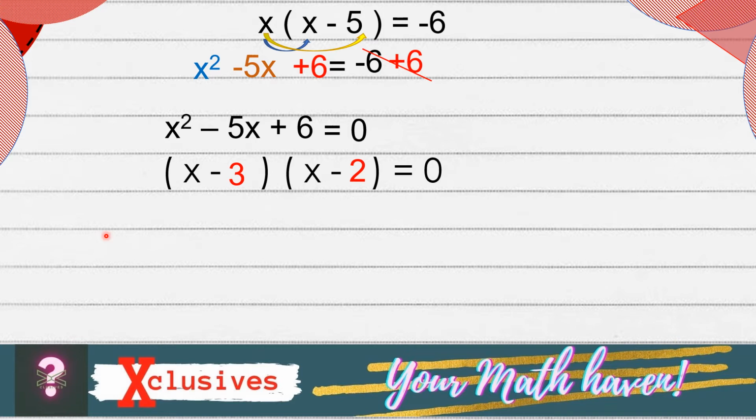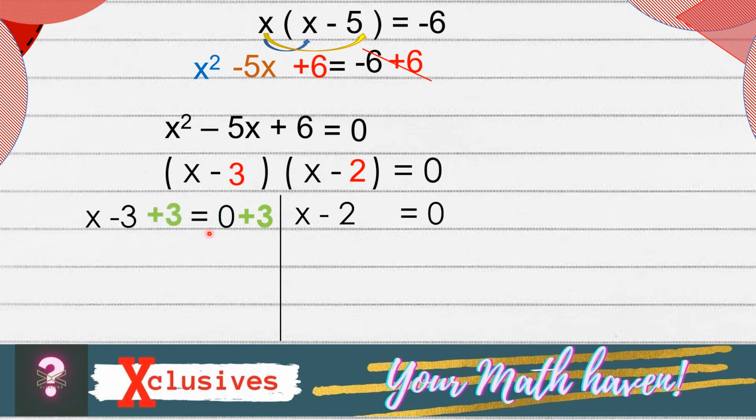Using zero product property, we can equate these two factors into x minus 3 is equal to 0 and x minus 2 is equal to 0. Now, to solve x minus 3 is equal to 0, we may add both sides by positive 3. So, we can cancel negative 3 and positive 3. The result is x is equal to positive 3.